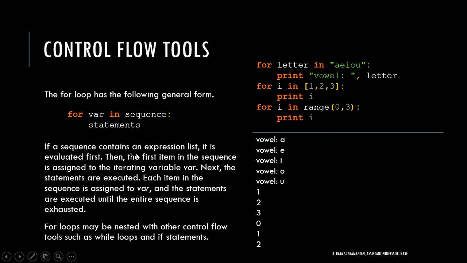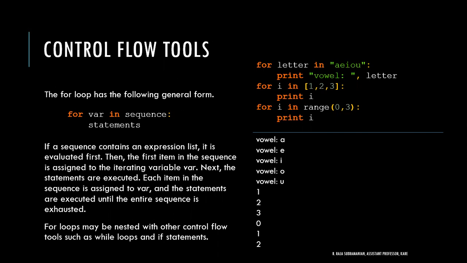Here, letter is the iterating variable which will execute the statement print vowel comma letter through the base condition AEIOU. Here AEIOU serves as the base through which I'm actually printing the letters. Second, if I say for i in list 1 comma 2 comma 3, then print i, I'll get 1, 2 and 3. That is, the elements are printed one by one.